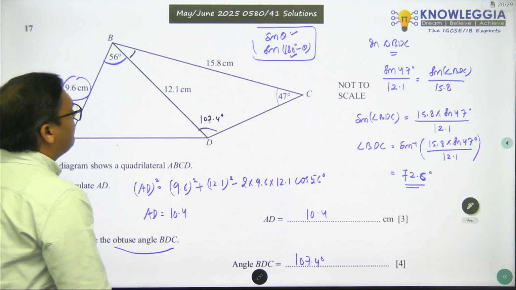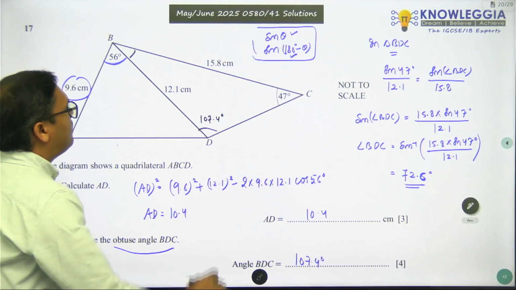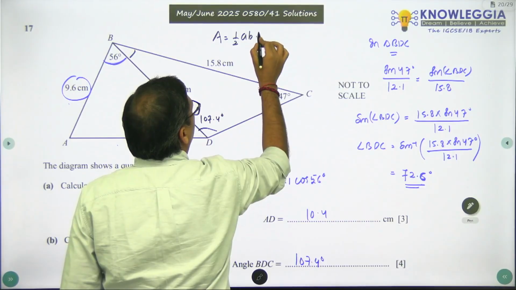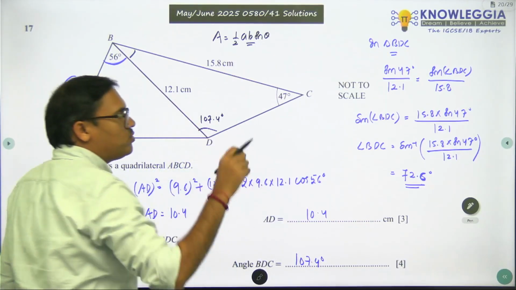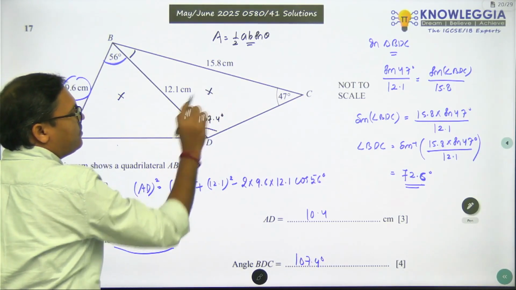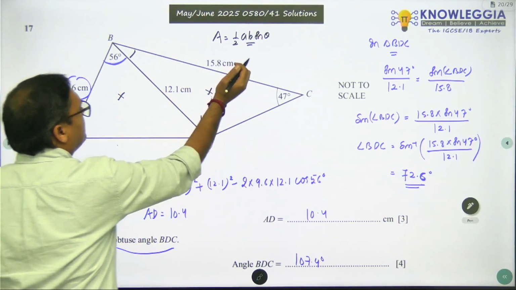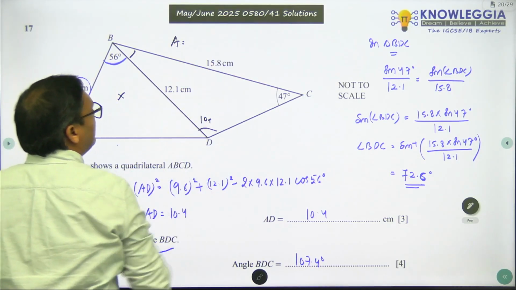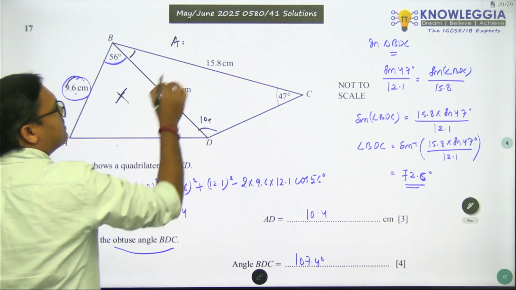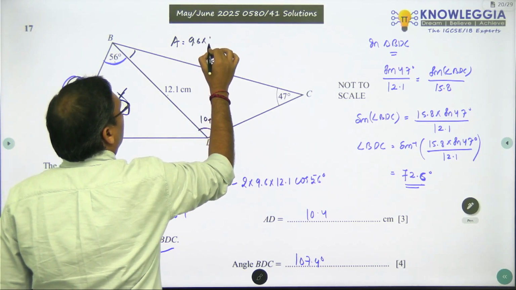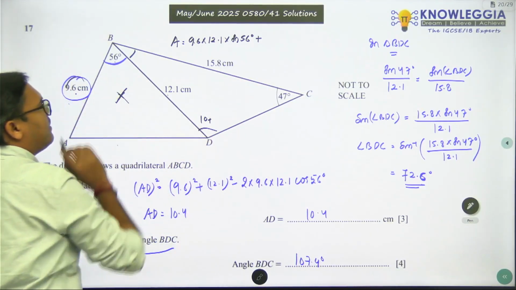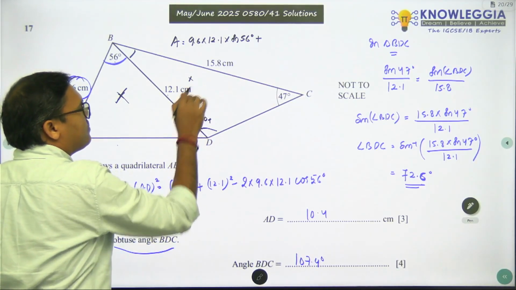And for a triangle, we know the formula. What is the area of a triangle? Half a b sine of the angle between them, that is, two sides and the angle between them. So I can write the area of this triangle and the area of this triangle because we know the sides. The area of this triangle is 9.6 into 12.1 into sine of 56 degrees, that is the area of this triangle plus the area of this triangle.